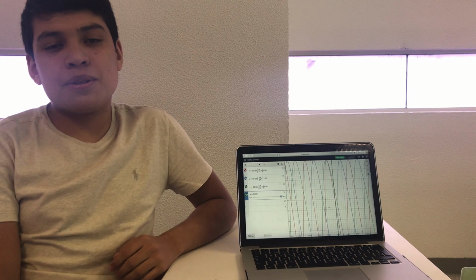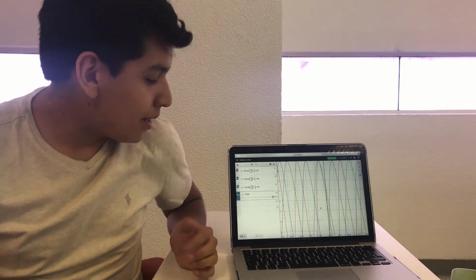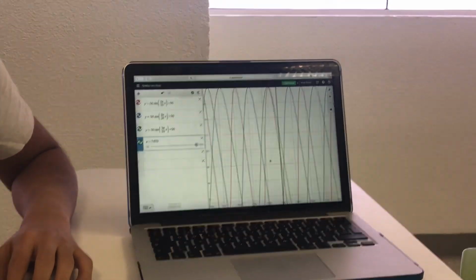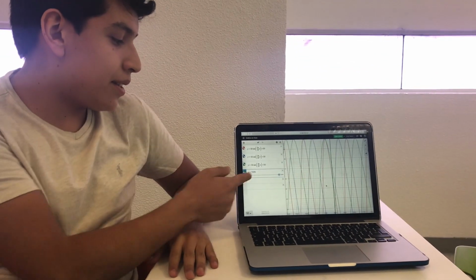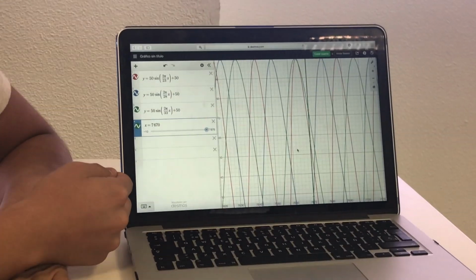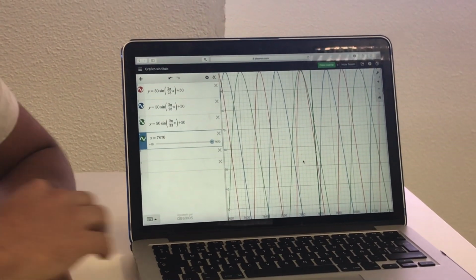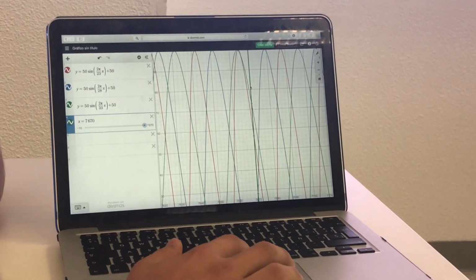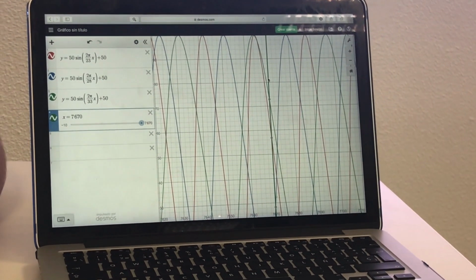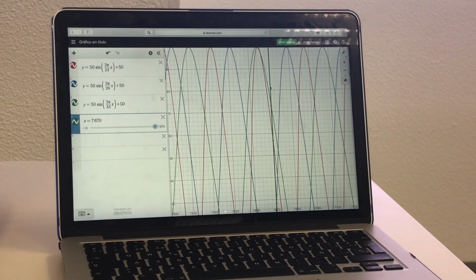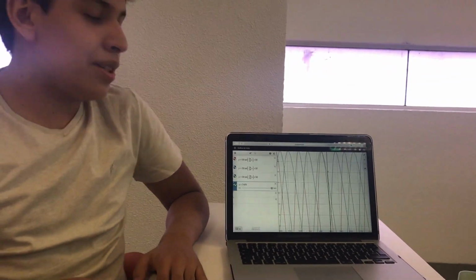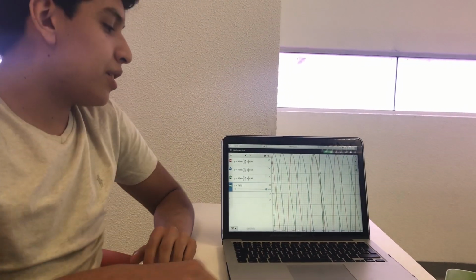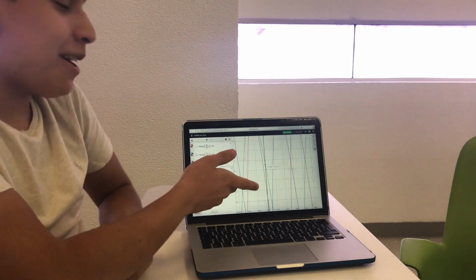They ask us to monitor a person that has lived 7,670 days. We developed this formula where x is equal to 7,670, and here we have the graph. The red one is for the physical potential, the blue one is for the emotional potential, and the green one is for the intellectual potential. So here we have the graphs.